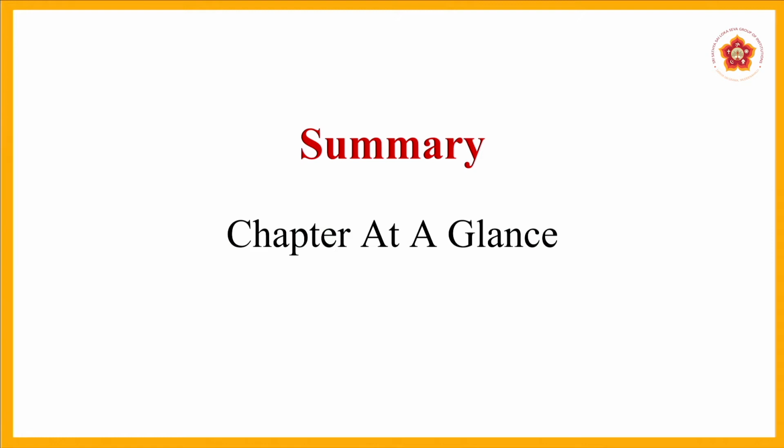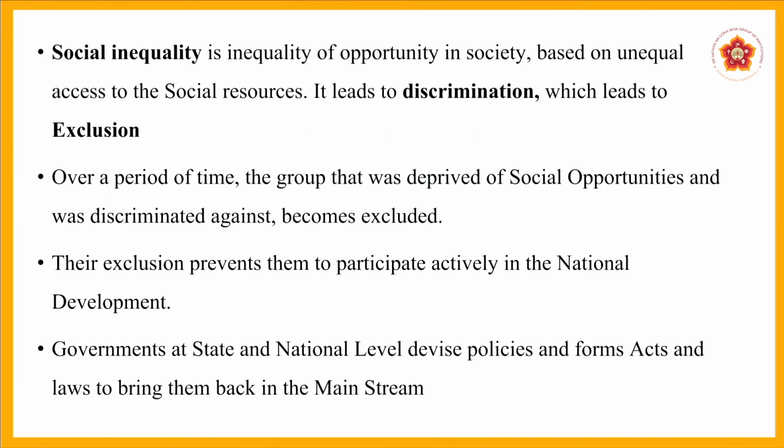It's a summary of the entire chapter. So, we talked about social inequality. What is social inequality? It is basically inequality of opportunity in society, which is based on unequal access to social resources. And this inequality leads to discrimination, which leads to exclusion. So, this is the link. Social inequality leads to discrimination, and discrimination leads to exclusion of certain groups.